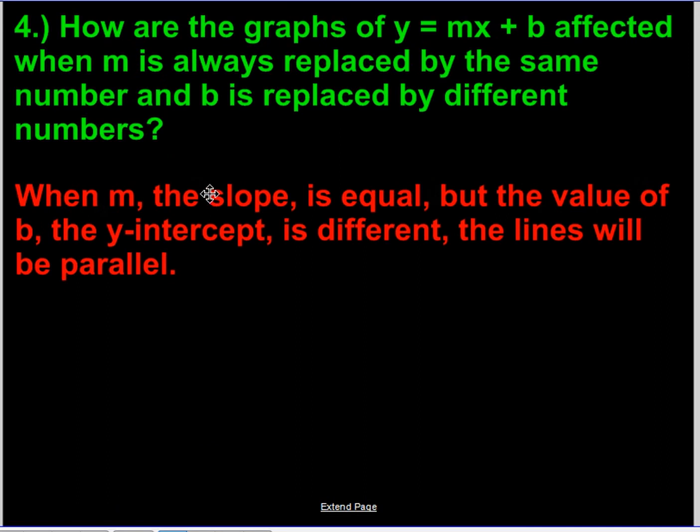Number 4. How are the graphs of y equals mx plus b affected when m is always replaced by the same number and b is replaced by different numbers? Well, when m, the slope, is equal, but the value of b, the y-intercept, is different, the lines are going to be parallel. So remember, when the slopes are the same on two equations, the lines will be parallel.